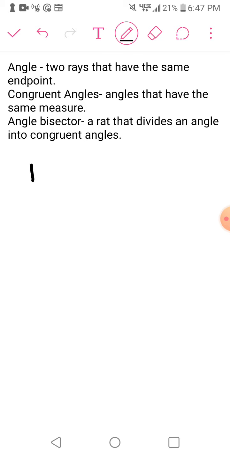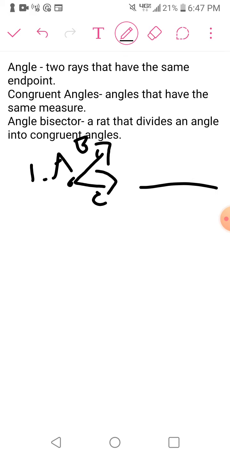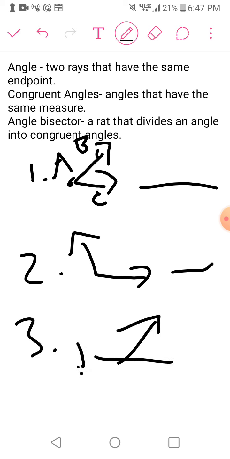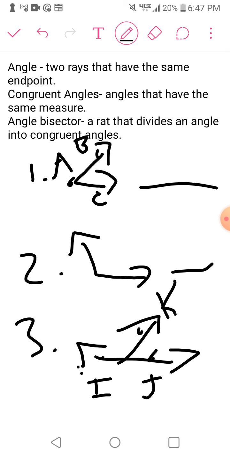Alright, here's the first thing that I'll tell you to do. This is point A, B, C. Name the angle on number 1. And then number 2, what kind of angle is that? Number 3, which point is on the angle bisector?